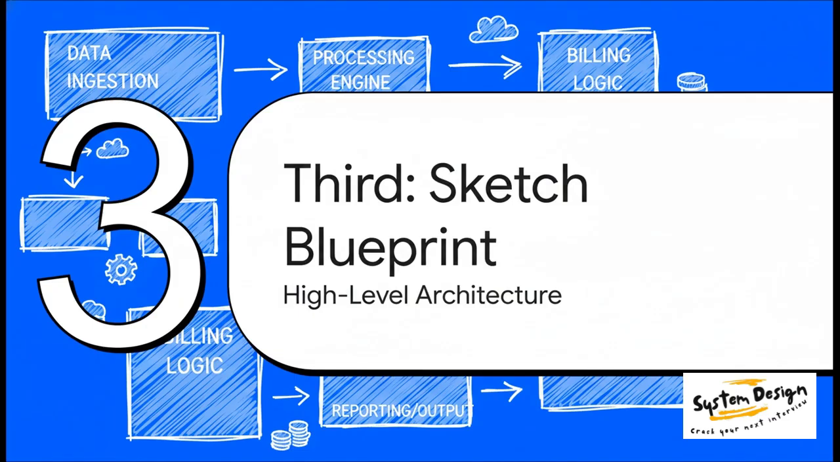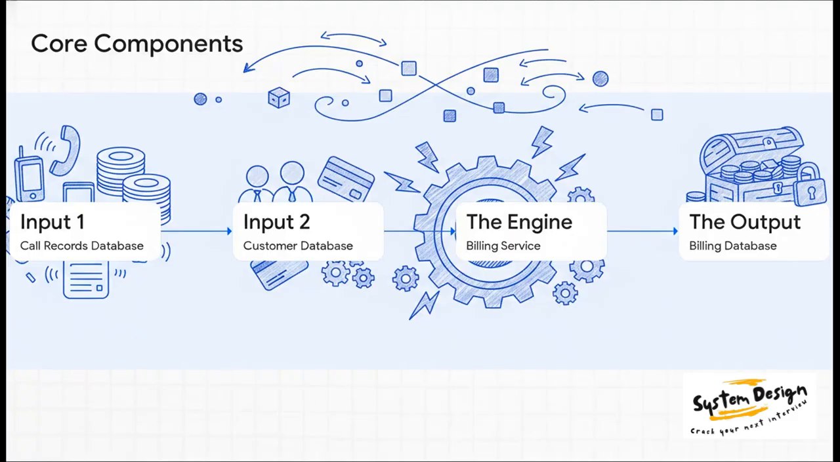This is all about drawing the big boxes and the arrows to map out a high-level blueprint for the whole system. And this really shows the core flow beautifully. The system has two main inputs, the database with all the phone calls and the database with all the customer info. The billing service is our engine right in the middle. It pulls from both of those inputs, works its magic, and then writes the results out to our final billing database.